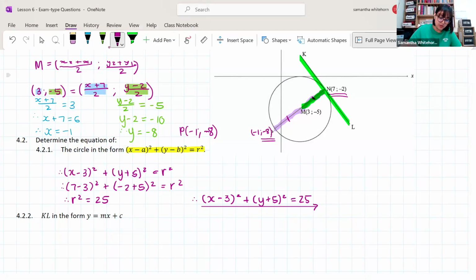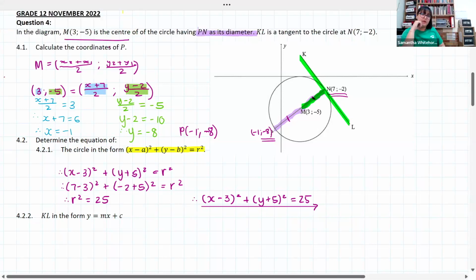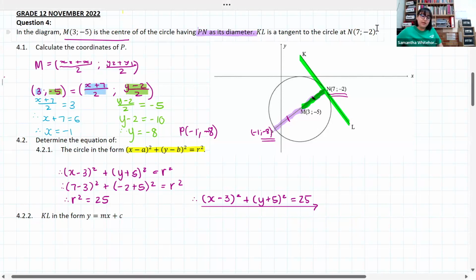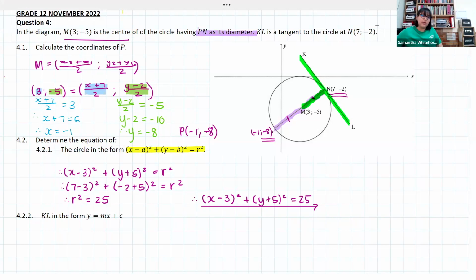I want you guys to try question 4.2.2 for me. Work out the equation of KL in the form y = mx + c. And the hint there is remember that according to your tan radius theorem, your tangent is perpendicular to your radius.